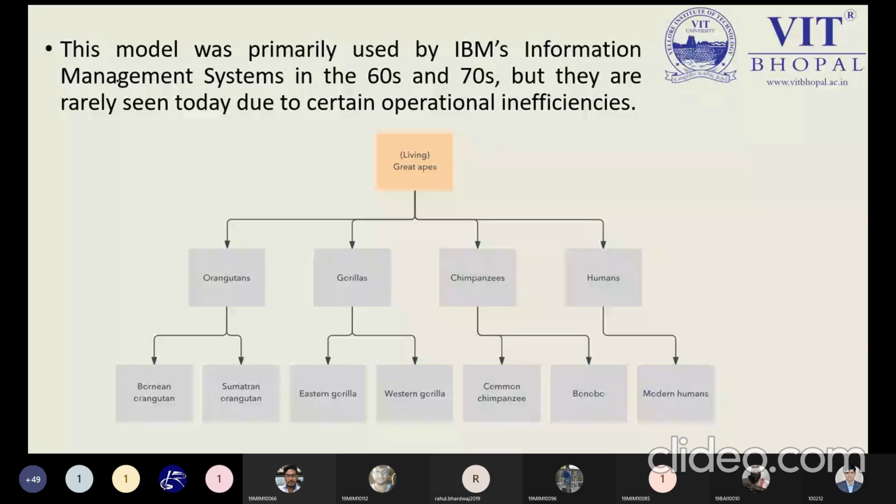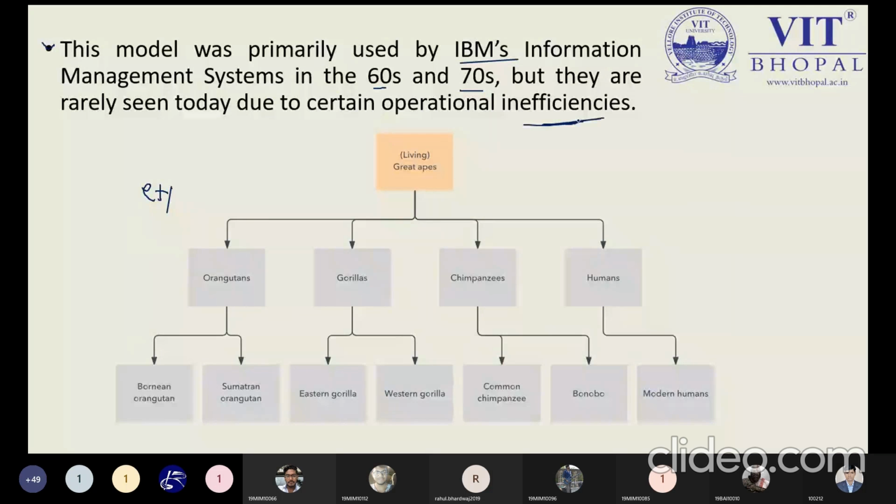Actually, this is an example, but this model was previously used mostly by IBM. In the IBM organization, when information is required to be managed, there is a system known as the IMS, the IBM Information Management System, from the 1960s and 1970s. We are talking about 50 years back. They are rarely seen today due to certain operational inefficiency.